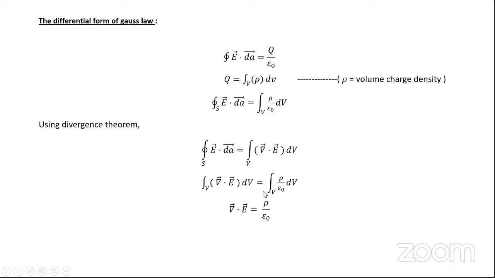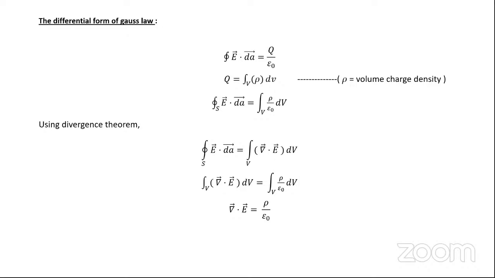Now both sides are volume integrations. Therefore, the quantity over which we are taking the integration must be the same. That means if the integrals of two quantities are the same, definitely we can say the quantities are the same. So here we have del dot E is equal to rho divided by epsilon. Del dot E equals rho divided by epsilon is the differential form of Gauss law.